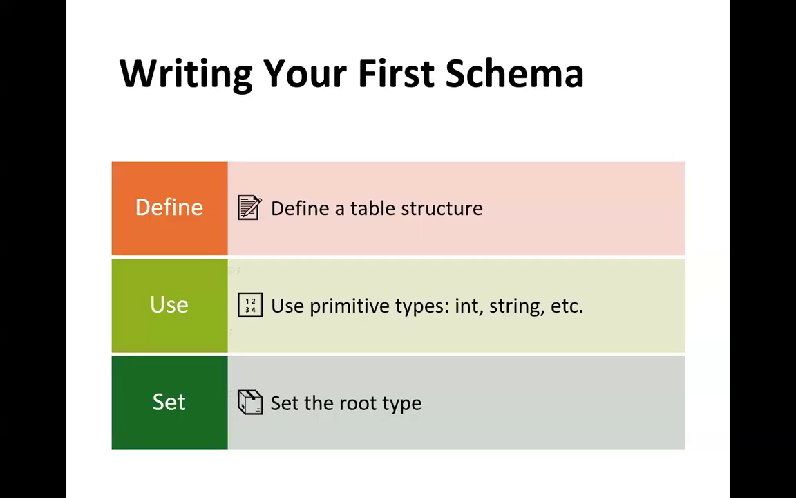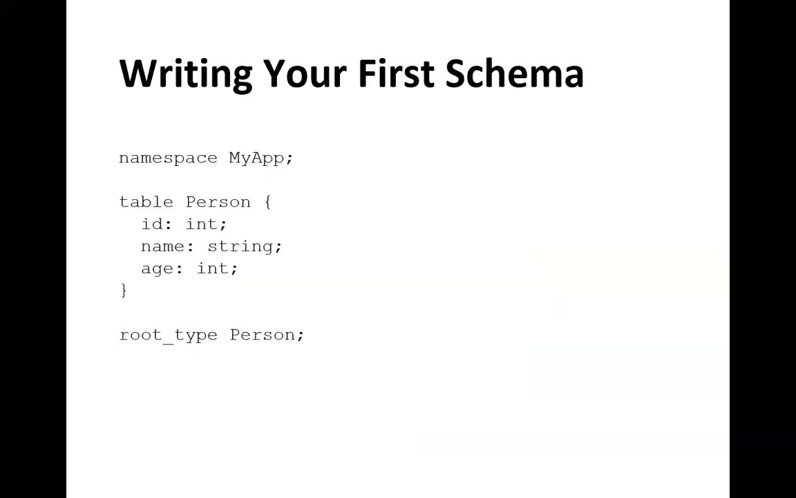It is very similar to writing a class in programming. So after knowing about FSL, let's see now how an FBS file looks like. A typical FBS file is basically a table-like structure with primitive data types like int and string, and by setting the root type. So let's create a simple file. This is a schema file that stores information about a person, and here's what it looks like.